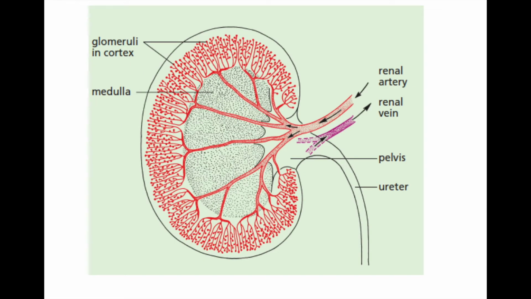Now, if we look at the kidney in more detail, we will find that the renal artery divides into arterioles and then smaller capillaries. And most of these capillaries are found in the cortex. This is the cortex, as we said, medulla, and then the pelvis. So, the renal artery will divide into smaller branches and then into capillaries, and those capillaries are found mostly in the cortex.